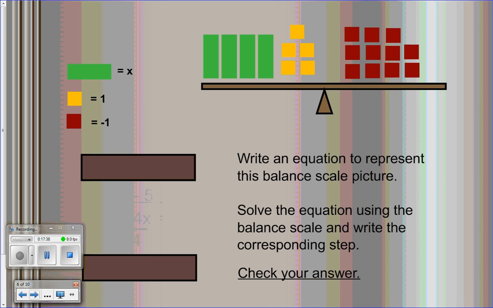Let's write another one. See if you can do this one on your own. I will start you off with the equation. You do not have to do the picture. Obviously, you're at home, so you can't move your boxes around. But go ahead and try to solve this as 4x plus 5 equals negative 11.